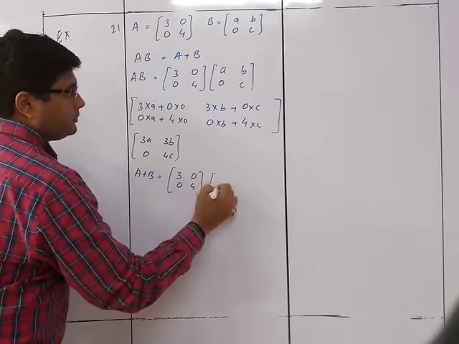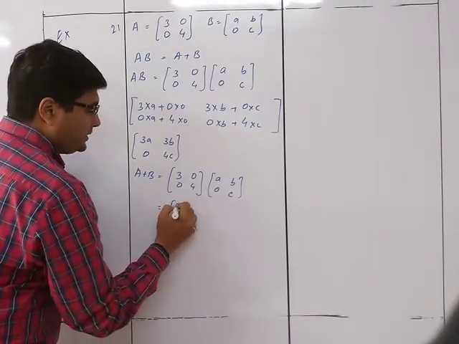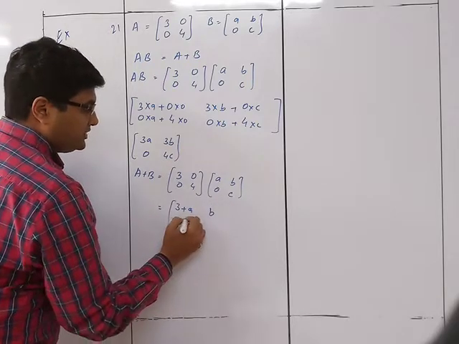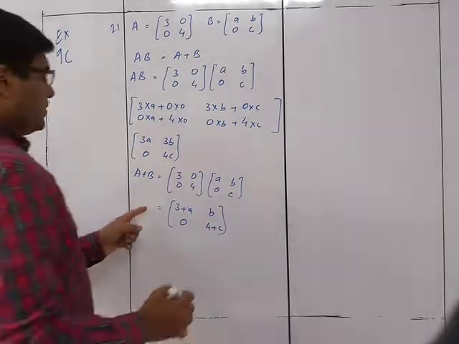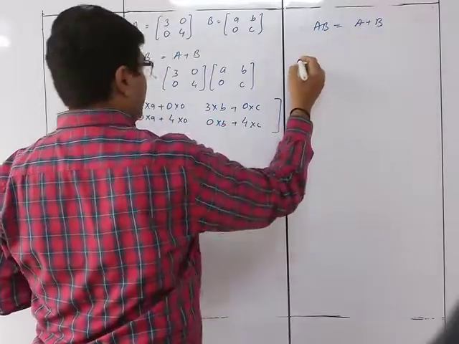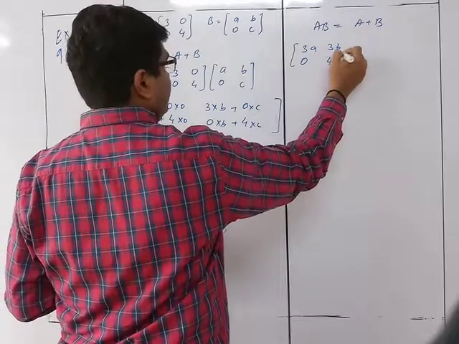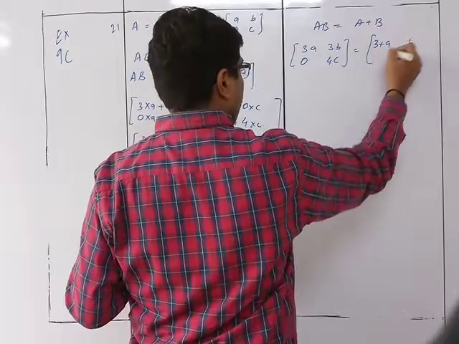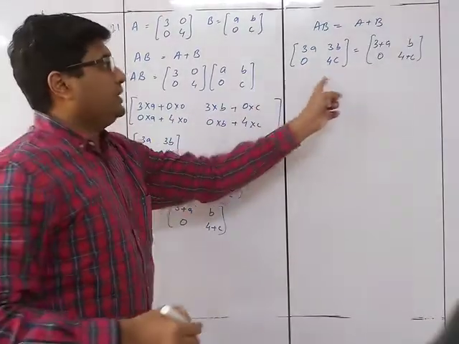A plus B is [3 0; 0 4] plus [a 0; b c]. Accordingly, A plus B will be 3 plus a, 0 plus 0 is 0, 0 plus b is b, 4 plus c. Got it? So now it's given that AB is equal to A plus B. Therefore, [3a 0; 3b 4c] is equal to [3 plus a, 0; b, 4 plus c]. That is what we had got over here, this thing over here and this over here.